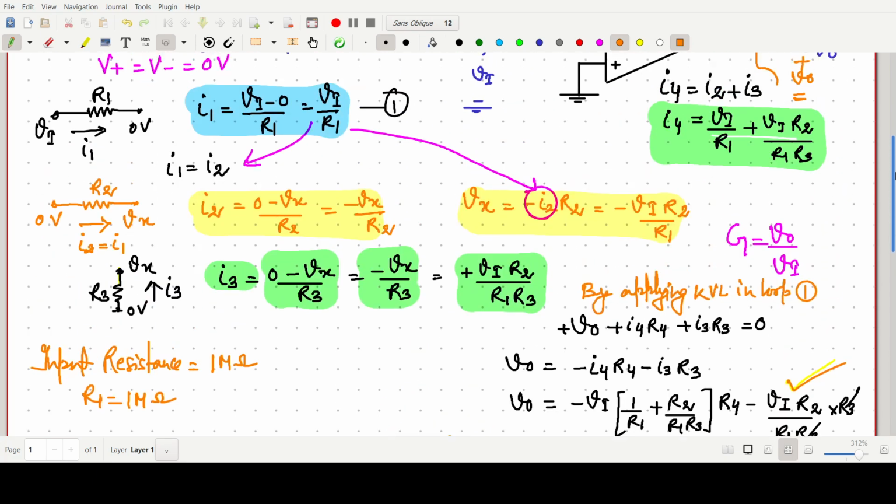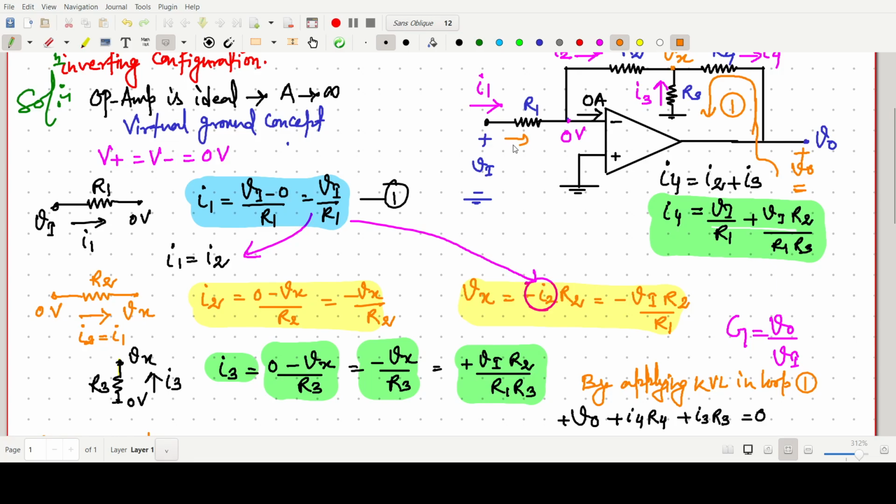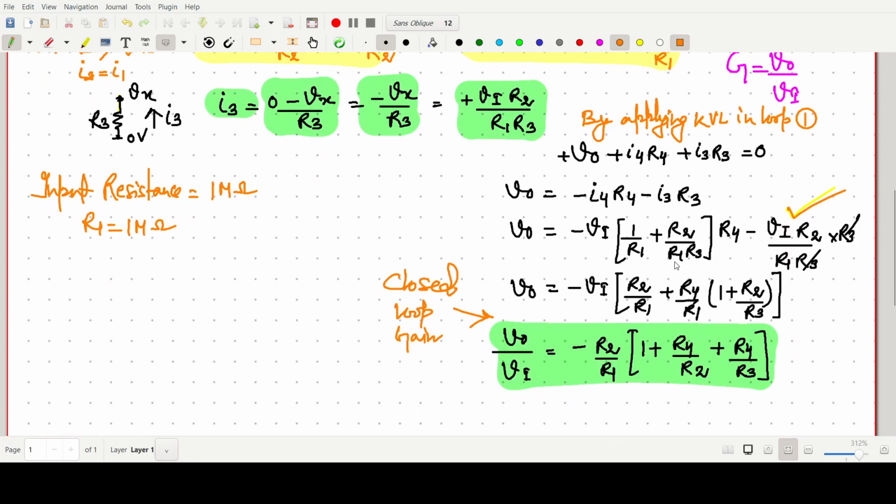Input resistance means this side. If we consider this resistance Zi, or sometimes we write R1, this is the input resistance R1, and the R1 value is 1 mega ohm. We have to take the maximum resistance value of 1 mega ohm, because we are assuming that for practical reasons the resistance value cannot go beyond 1 mega ohm in an op amp. So with the limitation of using a resistor no greater than 1 mega ohm, R1 will be 1 mega ohm. So the maximum R1 we have assumed is 1 mega ohm.